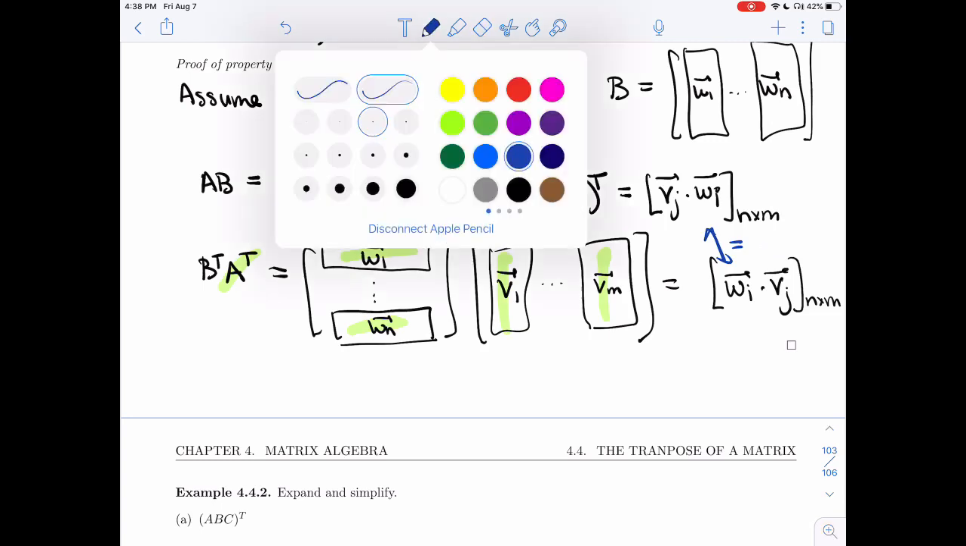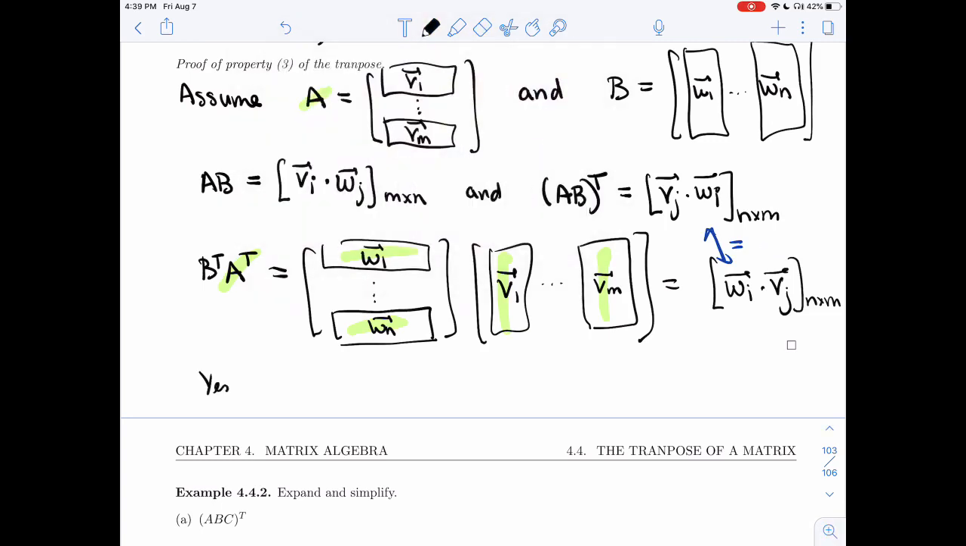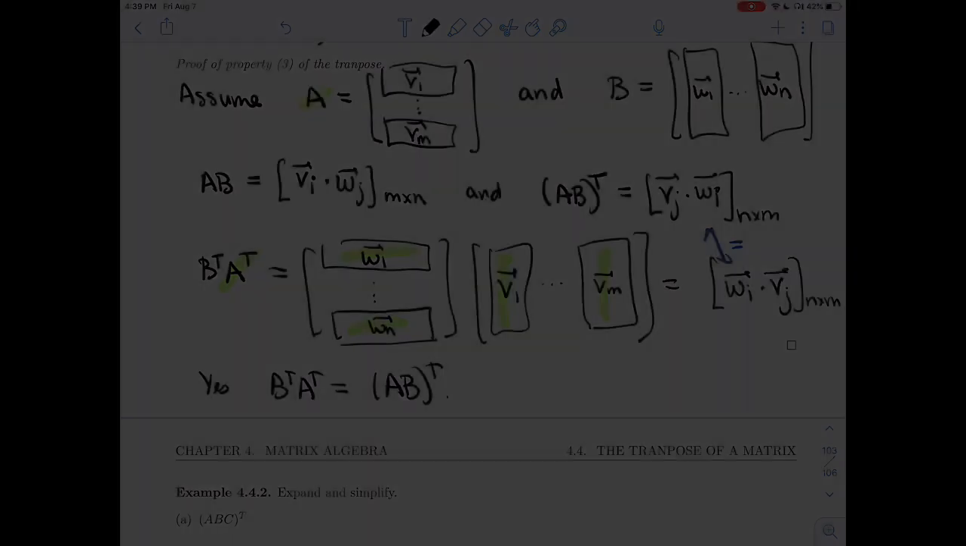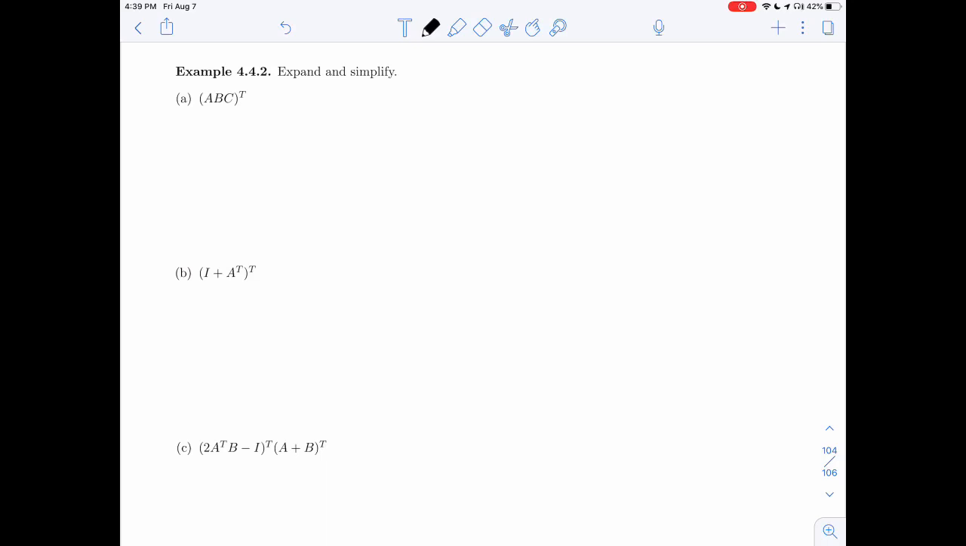And so yes, indeed, (BA)^T is A^T B^T. Done. All right, now let's try some examples of using these properties of transpose.